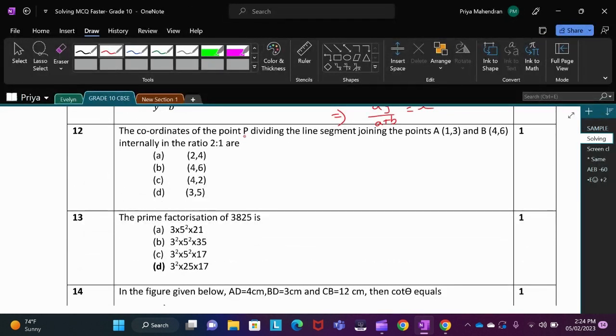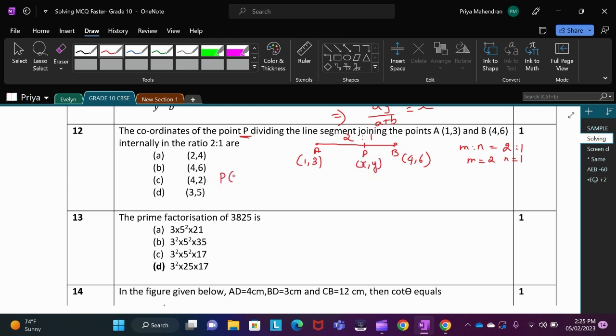Question number 12. The coordinates of the point P dividing the line segment joining the points A and B. So I have a line segment AB. Okay, the coordinates of A is 1 comma 3. The coordinates of B is 4 comma 6. And the P is dividing the line segment in the ratio 2 is to 1. That is, M is to N is equal to 2 is to 1. So I can take M as 2, N as 1. I need to find the coordinates of P.